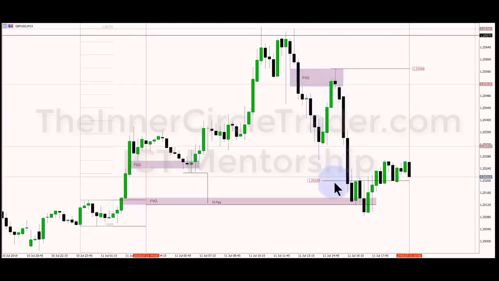And I was looking for the institutional level 125.20 as my objective, and that was my limit order to get out at. And a couple of things over here, we had a fair value gap to reach for, and we have the low here at 125.22, and 10 pips below that would be 125.12. That's what's being delineated with this line here, and it's also at the bottom of the fair value gap as well.